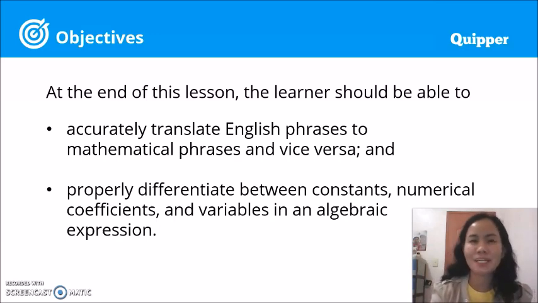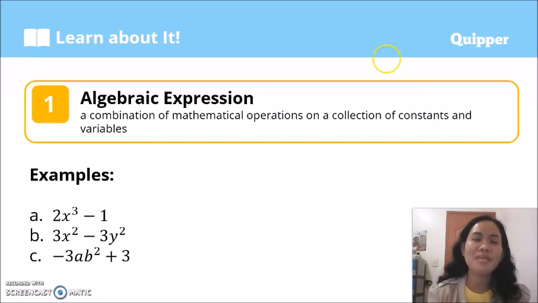So, ano nga ba ibig sabihin ng algebraic expression? An algebraic expression is a combination of mathematical operations on a collection of constants and variables. So, take note of the words constants and variables. We are going to talk about them in a moment. When we say mathematical operations, that involves addition, subtraction, multiplication, division, and kasama na yung exponents at saka yung mga square roots. So, an algebraic expression, take note of the word combination.